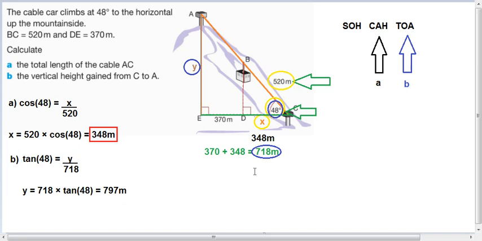Yes, and it makes sense. It's greater than the adjacent side. We expected a greater side here, greater than 718, because here's 48, and 48 is bigger than 45 degrees. If we had here 45 degrees, we would find both sides equal. But since it's greater than 45, y must be greater than x plus 370, the adjacent side.